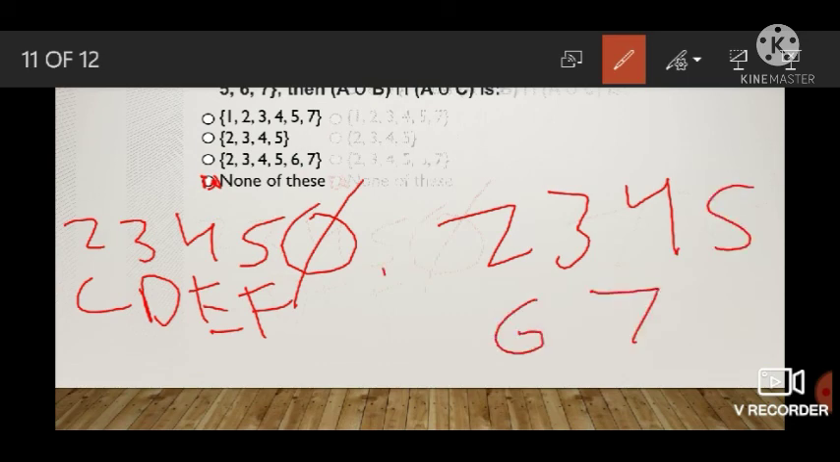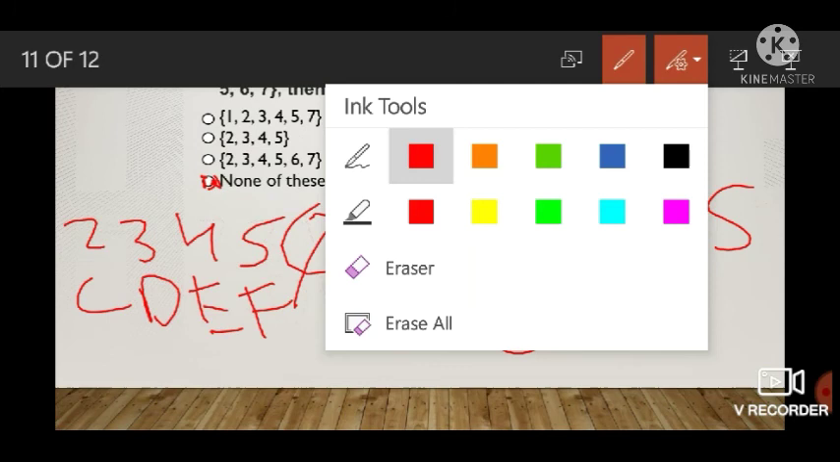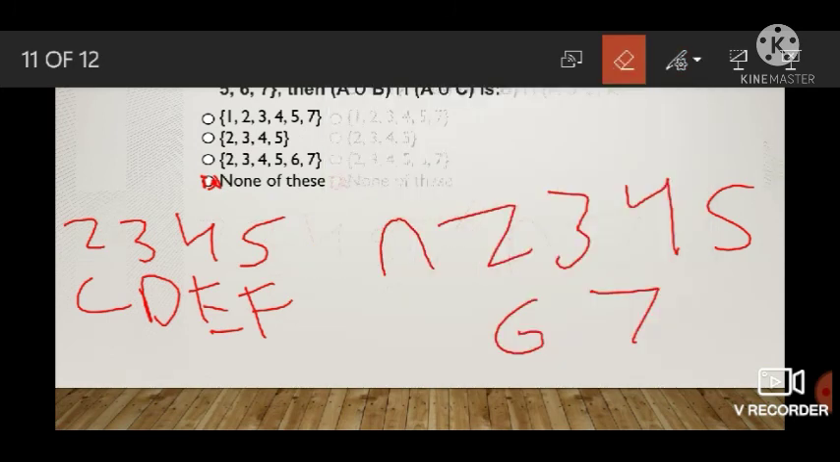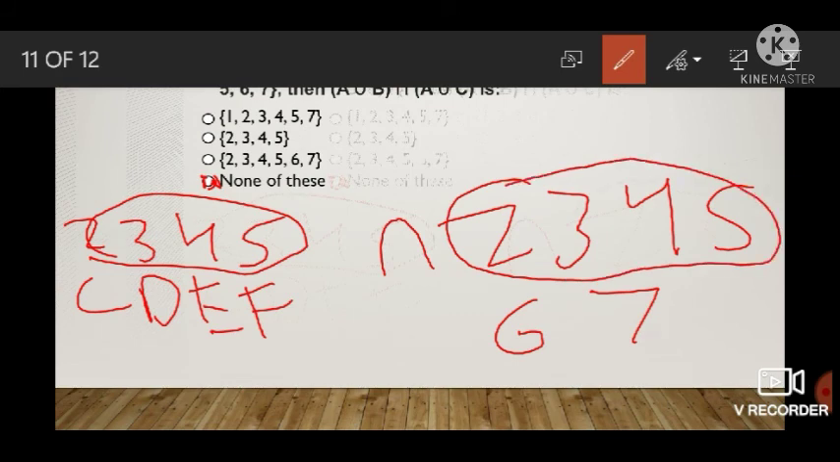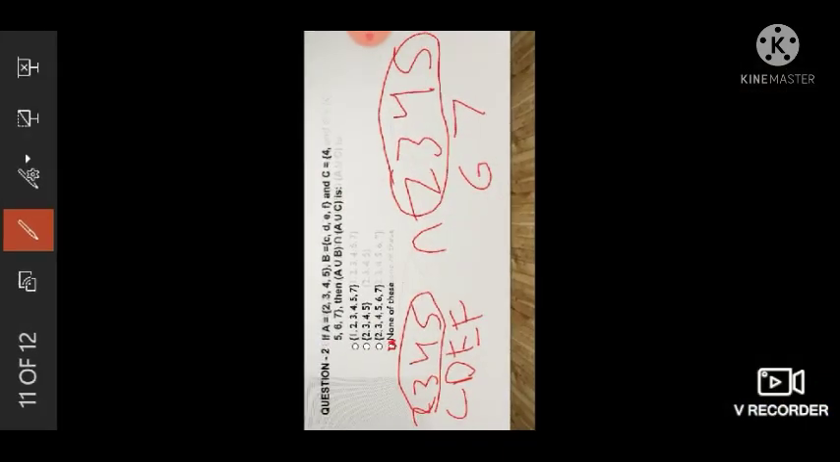Now we have to do this intersection. It means that we have to find their common part. You can see clearly that 2, 3, 4, 5 are present in both sets, and the other parts are not included in their common part. So their intersection will be 2, 3, 4, 5. So the answer will be option B. This will be the right answer.